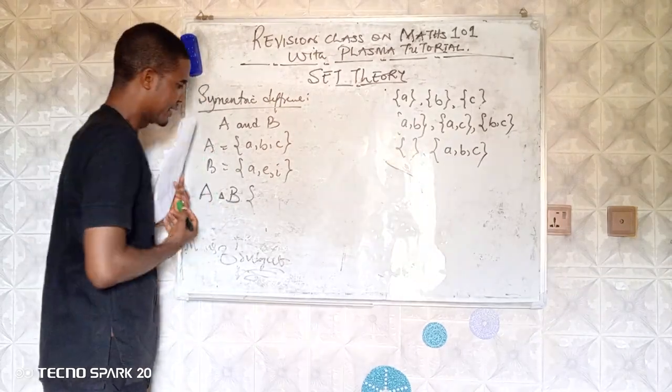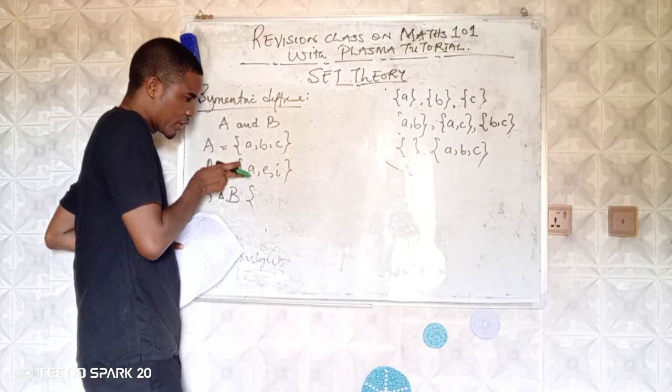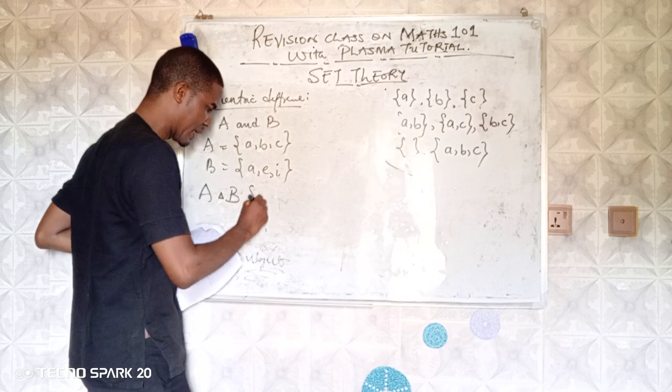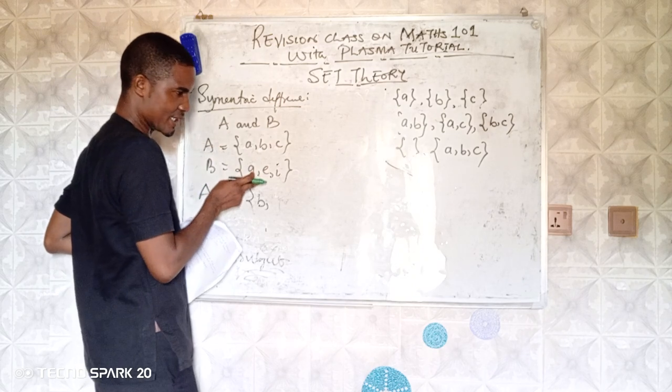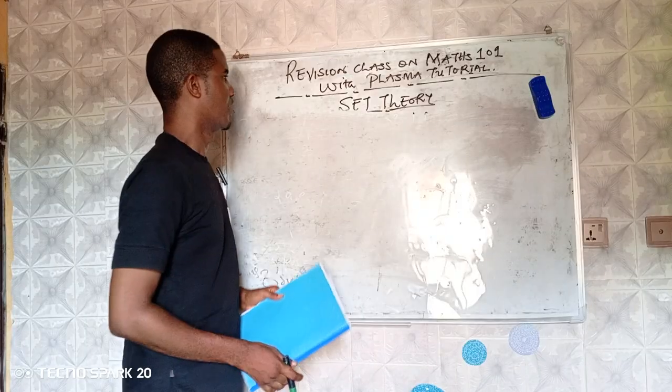So let's see that. Elements that belong to A, a is here, and it also belongs to B, so it will not make it. b is here, it belongs to only A, it does not belong to B, so I'll have b. c is here, it belongs to A, and I don't see it in B. So e is here, it belongs to B, but okay.